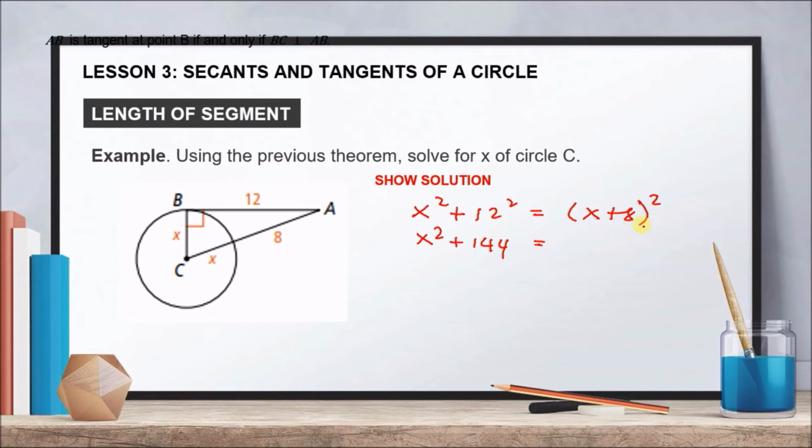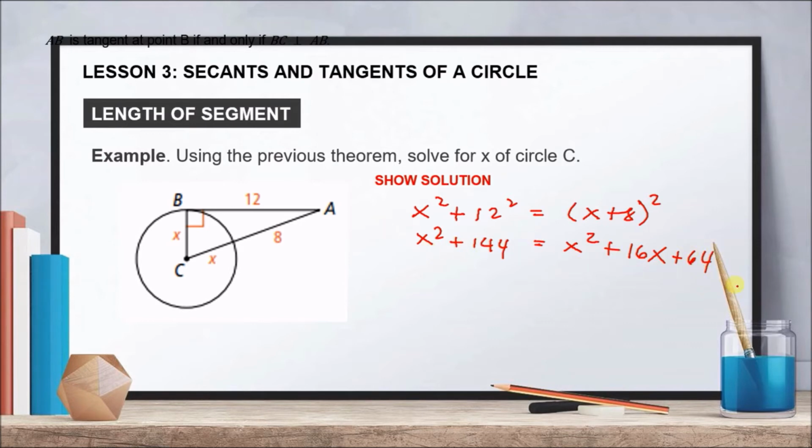At dito naman sa kanang bahagi, we could expand this with a trinomial expression later. So magkakaroon tayo ng x squared plus, if you are going to expand this in a scratch paper, you will have x squared plus 16x plus 64.